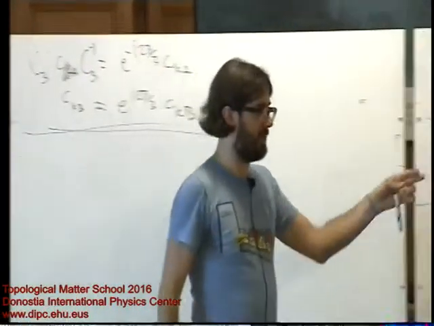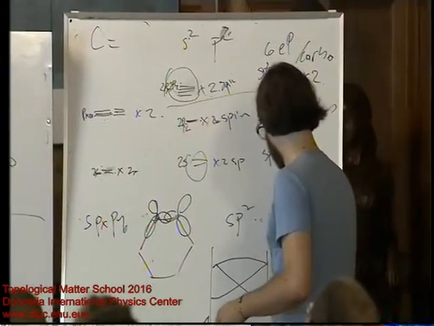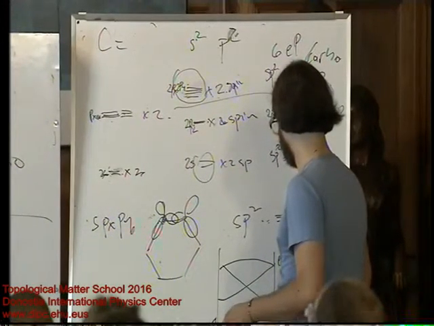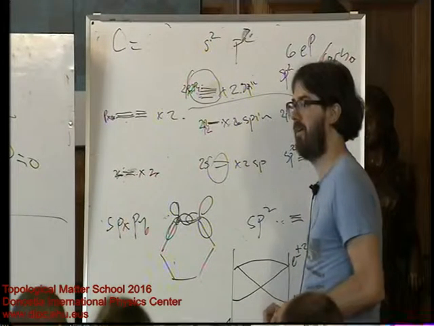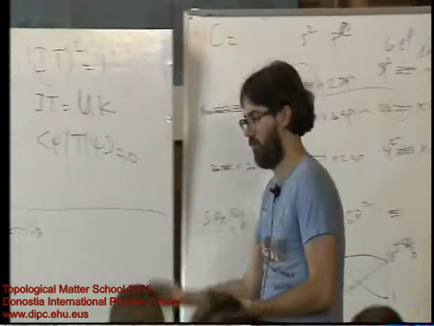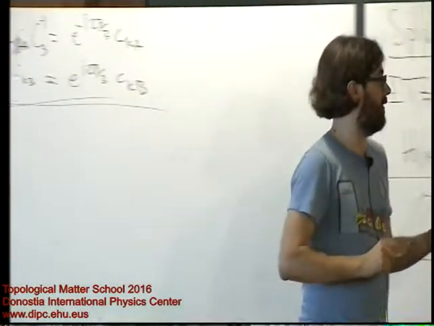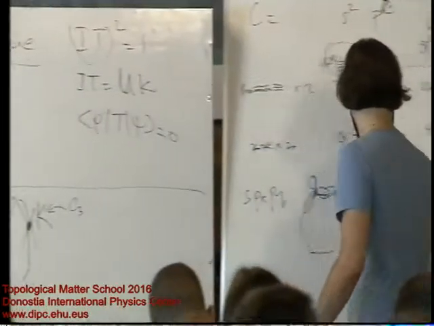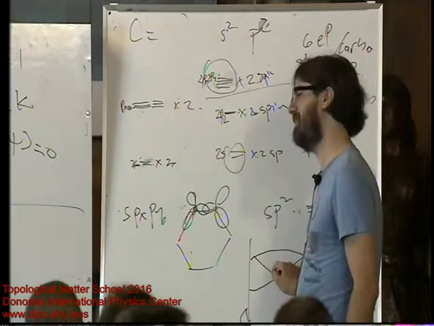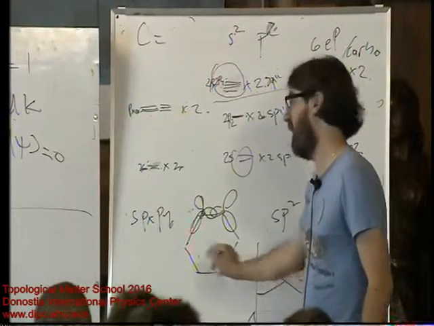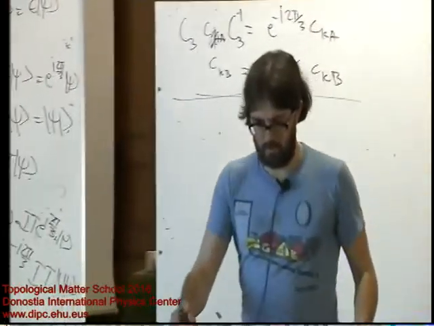If you do it with the SP2 orbitals, this would be the e to the plus minus 2 pi i over 3 representation, and this would be the 1. So SP2 orbitals will have the one showing up. So if I put my Fermi level somewhere here in graphene, I wouldn't see a Dirac point at this node, but I would see something else on a high symmetry line. So yeah, very good. Thank you.